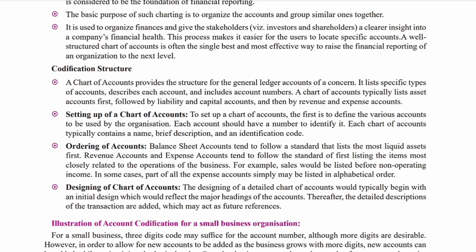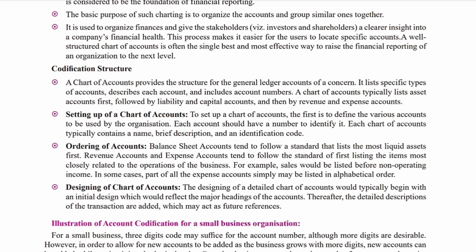Now we have to design the chart. Start with the main categories, like assets and revenue, and after that we'll add detailed descriptions or transactions. Let's say for rent, there will be office rent and other rents as well. So after starting with the main categories, we'll give the detailed descriptions of the transactions, and this helps with future reference and organization.